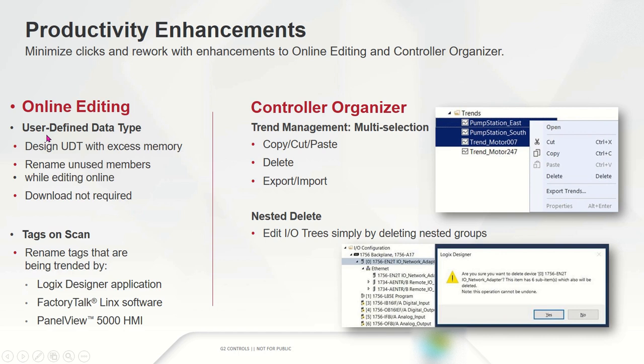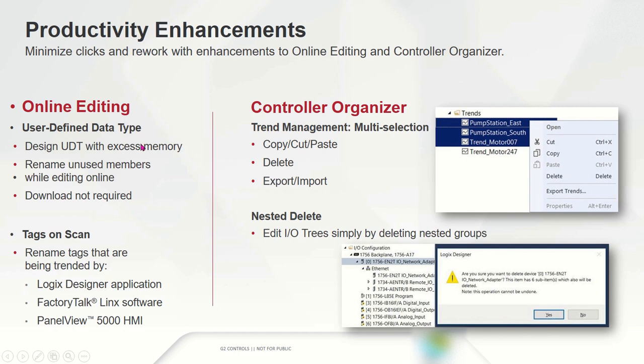Online editing: in online editing, you can edit user defined data types. In the previous version, you were not able to edit the utilities. You needed to take the controller offline and then edit the utilities. Design utility with the excess memory, rename unused memory members from the utility, then file editing online, download not required.